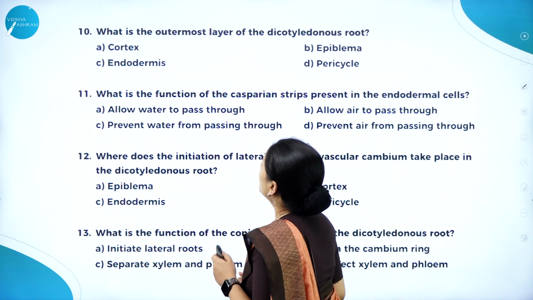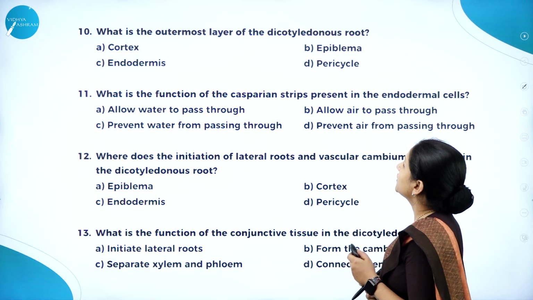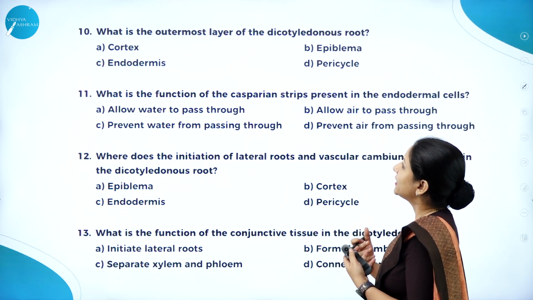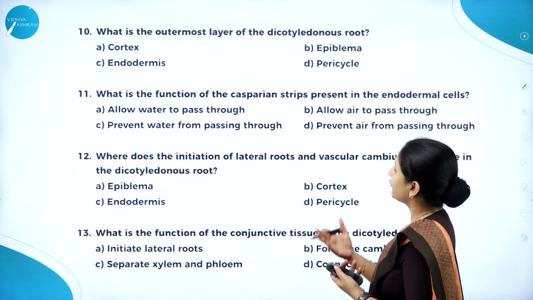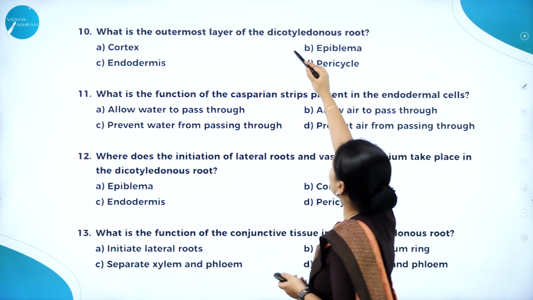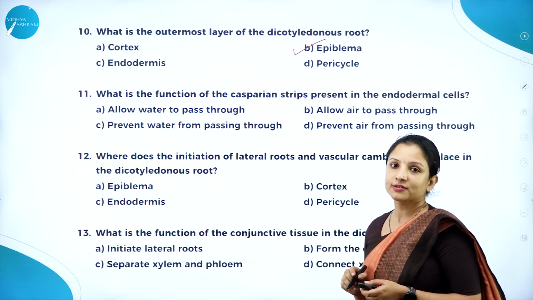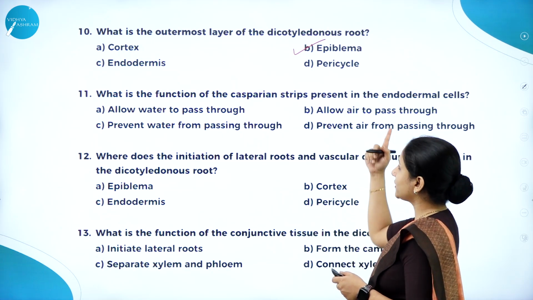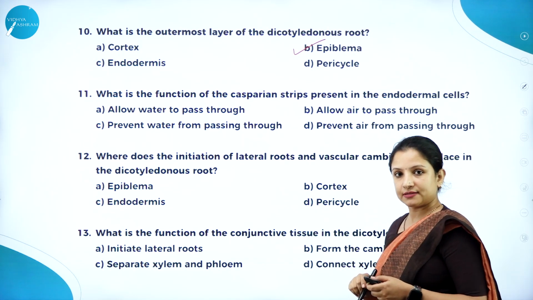So next question. What is the outermost layer of the dicotyledonous root? Is it cortex, epiblema, endodermis, or pericycle? So it is epiblema because the outermost layer in the dicot root, we call it epiblema. Instead of epidermis, we call it epiblema. So option B is the right answer here.